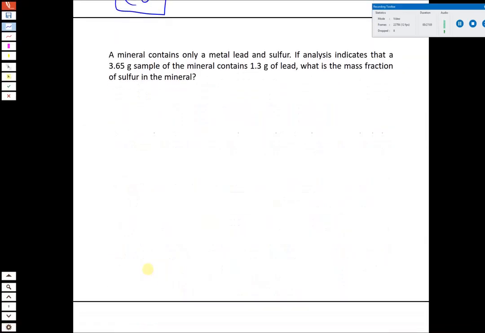Alright, so this one here, we did pretty poorly on it, but it turns out that this is actually a Chapter 1 problem, so I think we just kind of assumed it was harder than it was, or maybe forgot some things that we learned a while ago. So here we're talking about mass percent again, and we have a mineral that has lead and sulfur, so some sort of lead sulfide mineral, and we have analysis indicating that 3.65 grams contains 1.3 grams of lead. We want to know what is the mass fraction of sulfur.